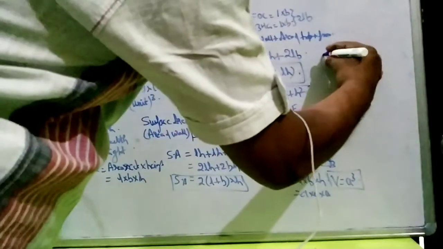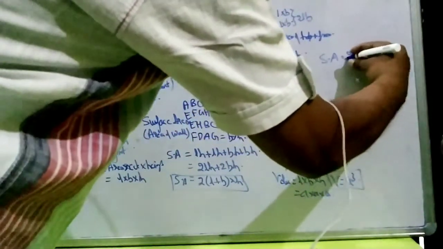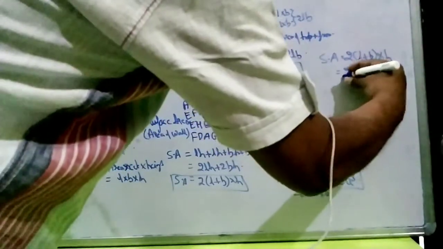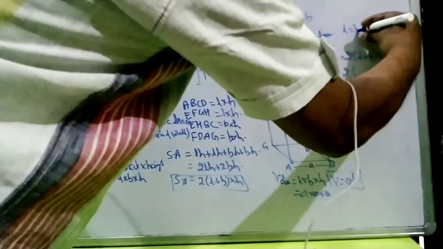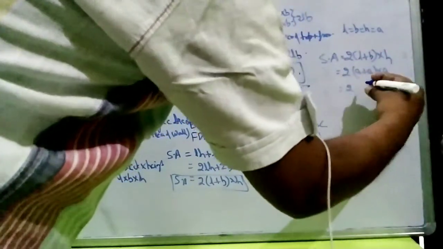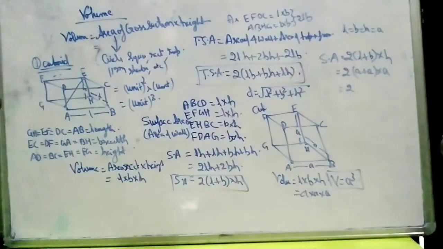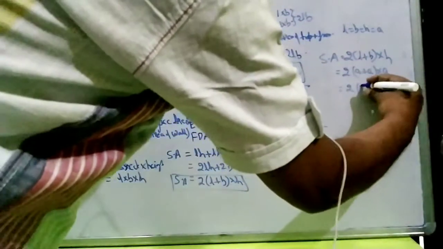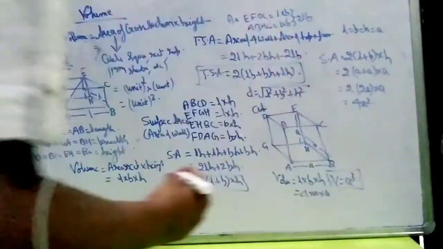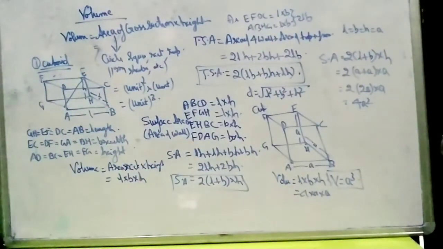Then we have to find the surface area. Surface area is twice length plus breadth into height for a cuboid, because in this L is equal to B is equal to H is equal to A. So A plus A into A, so twice, it will become 2A into A, which is 4A square. So the surface area is 4A square.